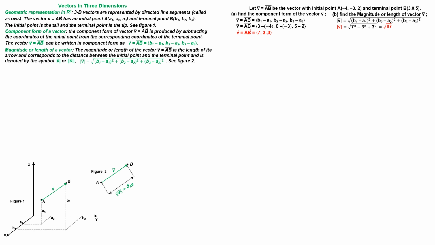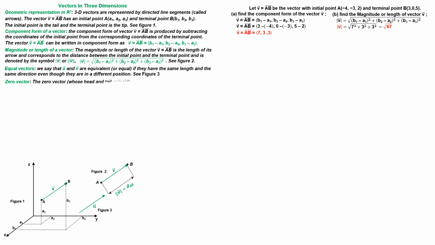We now introduce some vector terminology. We say that u and v are equivalent or equal if they have the same length and the same direction, even though they are in a different position. In the figure, vectors v and u have the same length and the same direction. Therefore, they are equal vectors even though they have different base points. The zero vector, whose head and tail coincide, is the vector of length 0. It is the only vector with no specific direction.